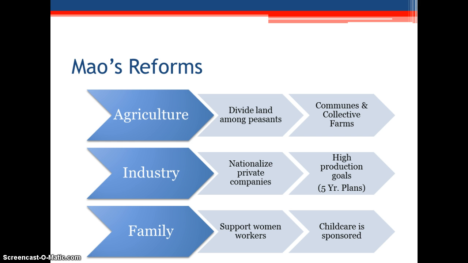After he becomes leader of China and after World War II finally ends, he starts to instate some of these reforms. And as you can see, there are three main areas that he wanted to reform: agriculture, industry, and the family. So he wanted to divide land among the peasants and form communes and collective farms. He also wanted to nationalize private companies, and he had these very high production goals, which are featured in his 5-year plans, which we're going to talk about next. And then he also had some interesting things for the family, which we'll talk about more when we get to the history of China in the 4th advisory.